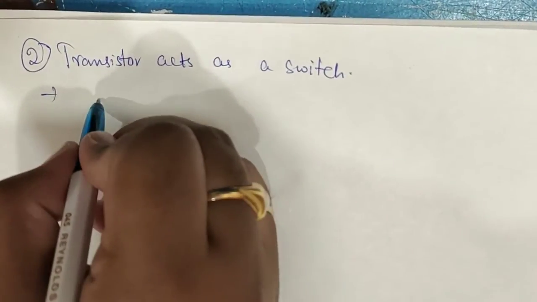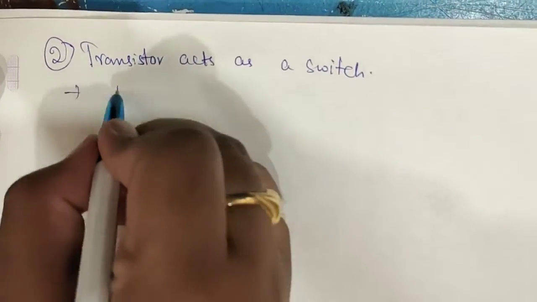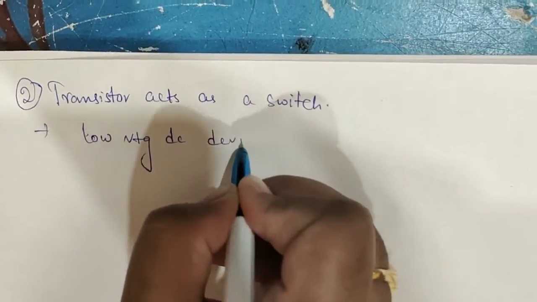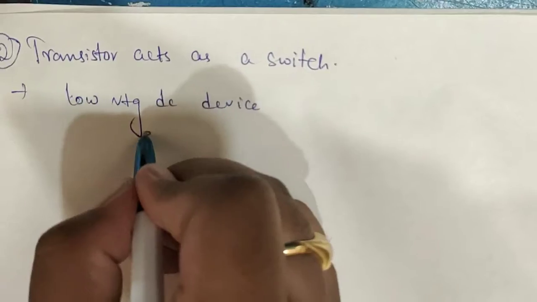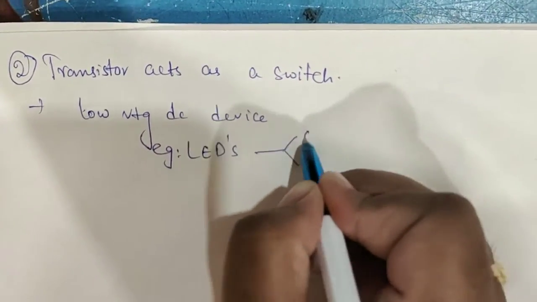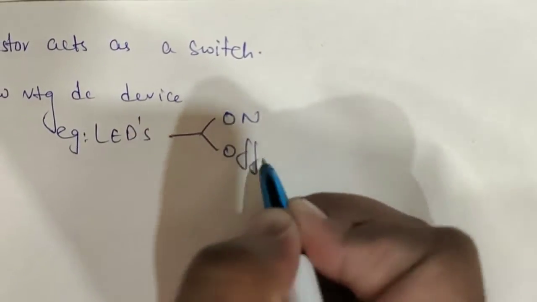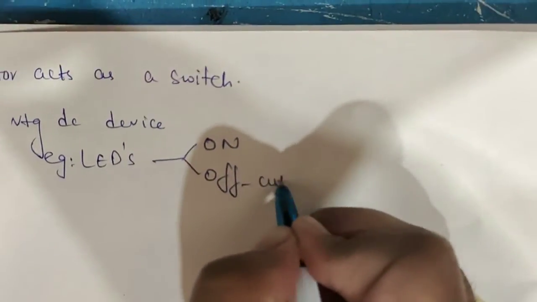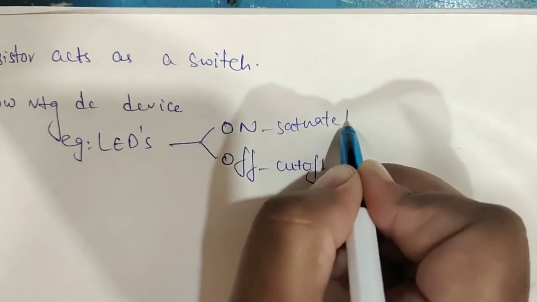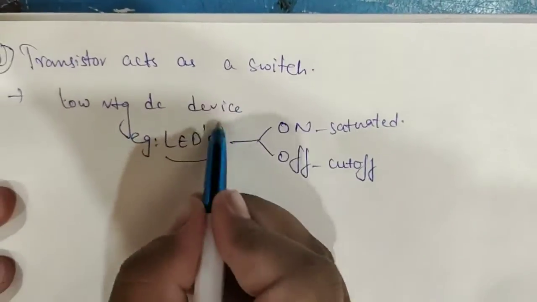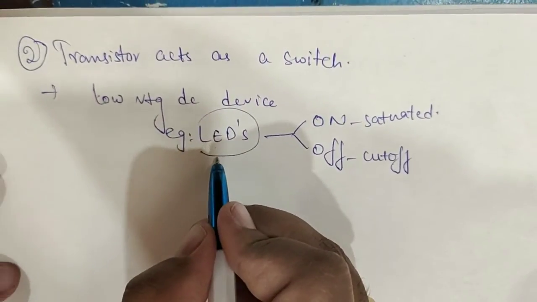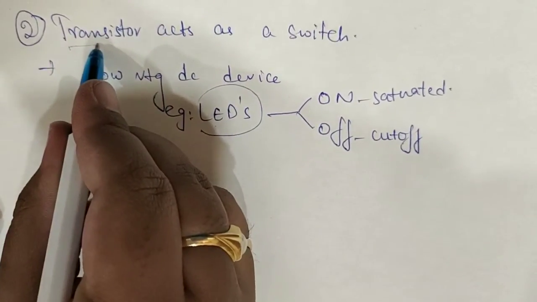Transistor switches can be used to switch a low voltage DC device. For example, let us take LEDs, which are either on or off. That is, the transistor may be either in the cutoff region or the saturated region. How these LEDs actually work, we are going to see. These LEDs work mainly through the principle of the transistor.